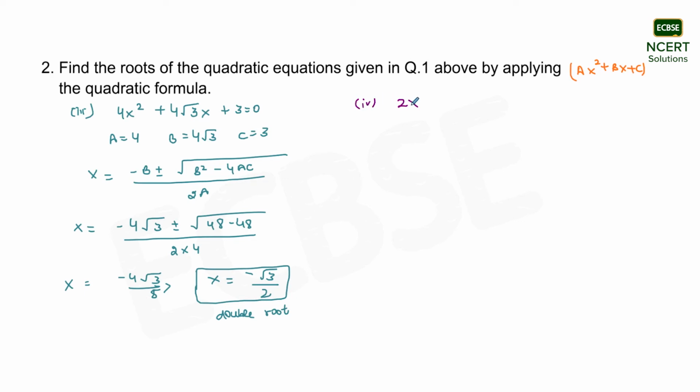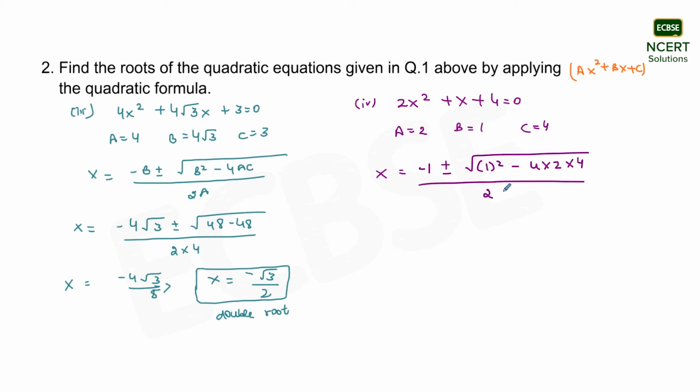So here the fourth quadratic equation is 2x square plus x plus 4 is equals to 0. Again comparing this with the standard one, here a will be equal to 2, b is equals to 1 and c is equals to 4. So using the quadratic formula, here x will be equal to minus 1, that is minus b, plus minus root b square, that is 1 square, minus 4 into 2 into 4, divided by 2a, that is 2 into 2. So here x will be equal to minus 1 plus minus root minus 31 divided by 4.